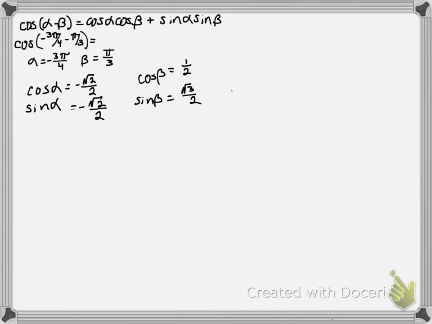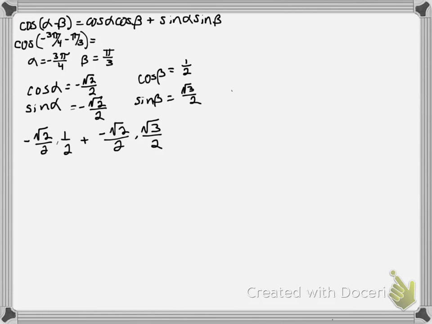Okay, so here's what we know. We know the sine and the cosine of each alpha and beta, so we can use those in our identity. The cosine of alpha times the cosine of beta is negative √2/2 times 1/2, plus the sine of alpha times sine of beta, which is negative √2/2 times √3/2. So we just plugged the cosine and sine of alpha and beta into our identity for the cosine of alpha minus beta.